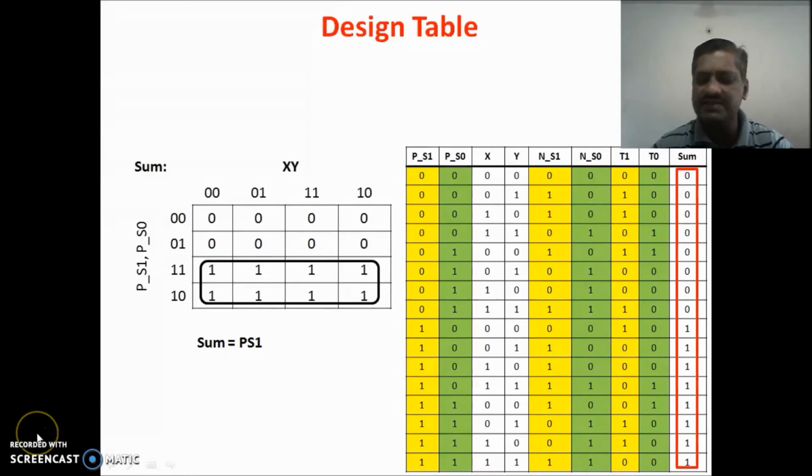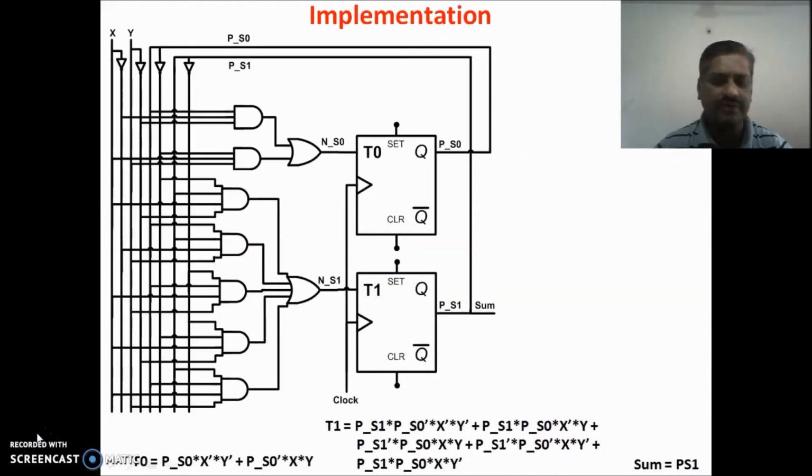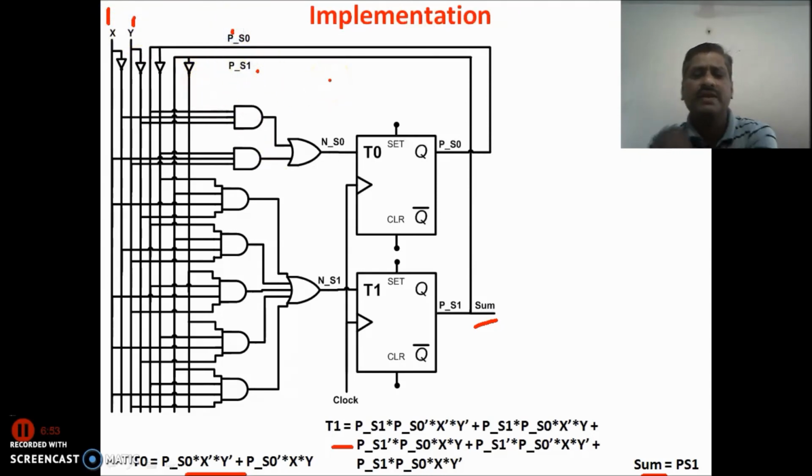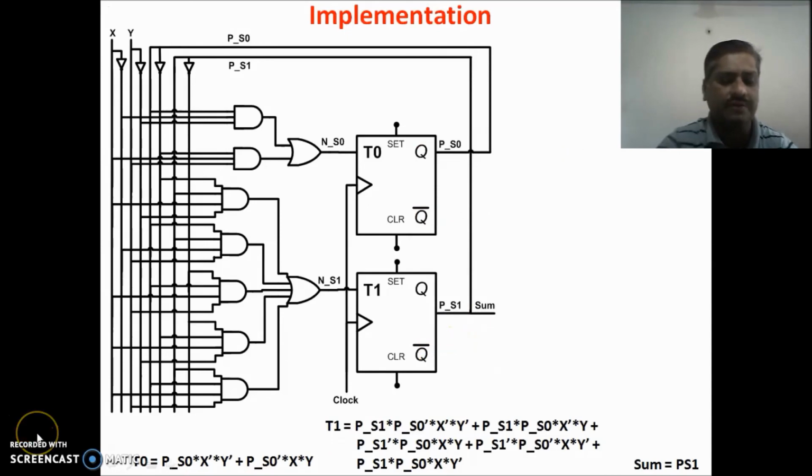By using these Boolean expressions, we have prepared the circuit diagram. This is the Boolean expression for T0, this is for T1, and this is for the sum, that is nothing but the final output. This is X, this is Y, this is PS0, and this is PS1. I have taken its complements or bars here. We can take the bar from this side also, from this, that is the PS0 complement, and here will be the PS1 complement, and so on.